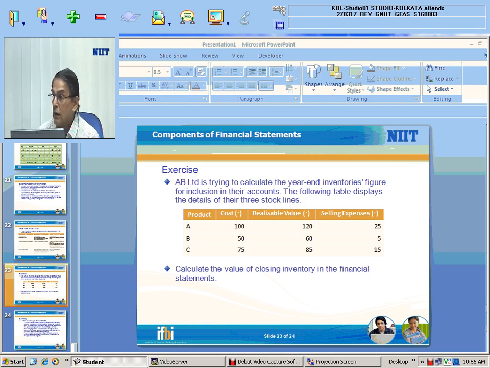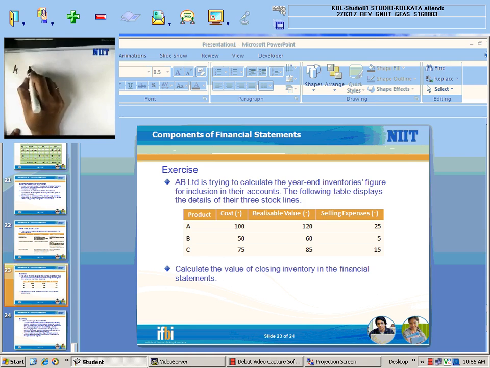Correct. Rituparna came up with the right answer. Thank you, Rituparna. Very good. So I am explaining it. She got 215, which is the correct answer. See, for the first item A, realizable value is 120 and selling expense is 25. So net realizable value is 120 minus 25, that is NRV.